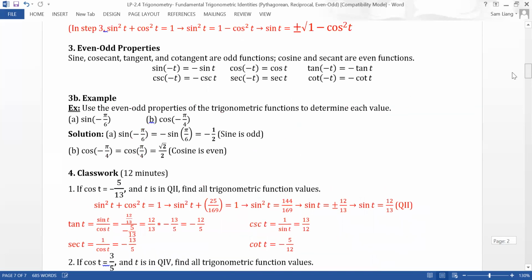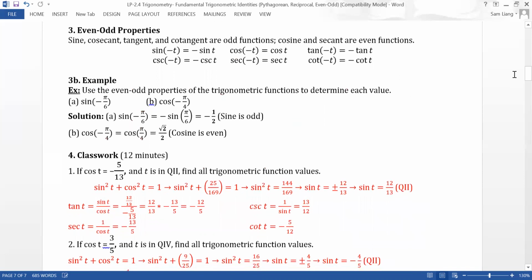Just one more corny mnemonic for you to help you remember. Cosine and secant are even. I just remember these, and then I remember that the other four are odd. The way I remember that cosine and secant are even is the following. Take the first letter of cosine, which is C, and then the last three letters of secant, which is ant. If you combine them, you get can't.